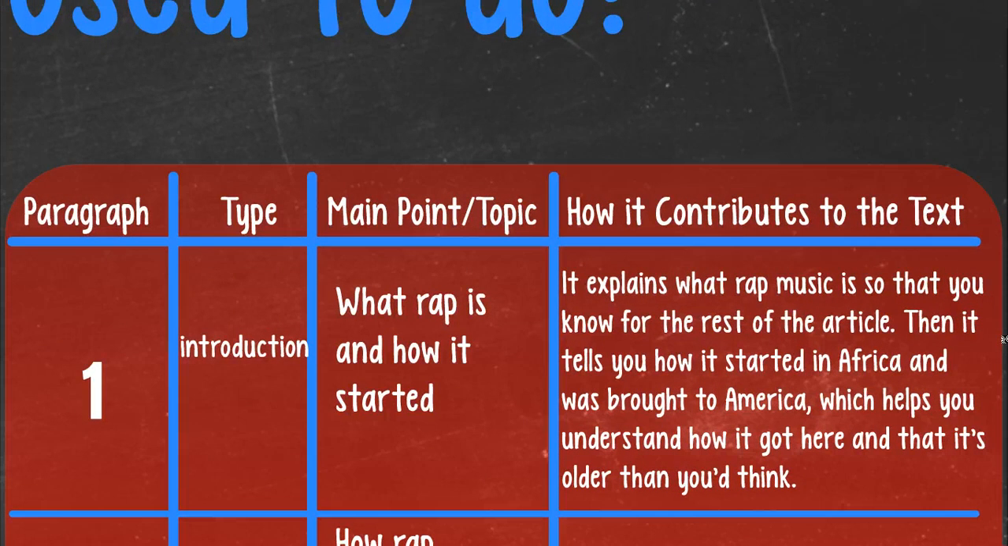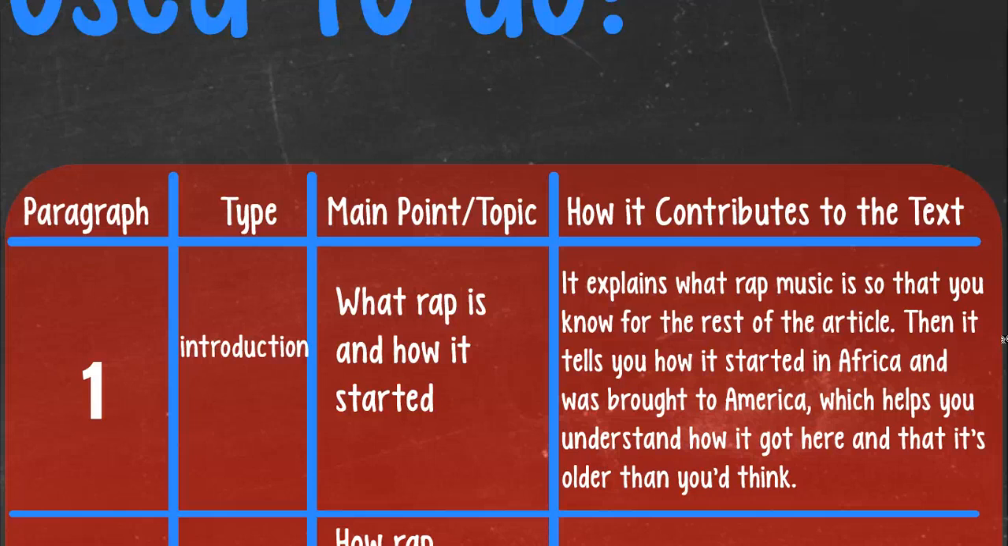Then I've got to tell what the main point or the main idea is, and the main point of this paragraph was to tell me what rap is and to tell me how it started. So how does telling me what rap is and how rap starts contribute to the whole text, right? It explains what rap music is so that you know what it is for the rest of the article. If they didn't come out and say what it was, I would be lost for the rest of it because I'd be going, wait a minute, what's rap? Then it tells me how it started in Africa and was brought to America, which helps me understand how it got here, and it helps me understand that it's older than I thought.